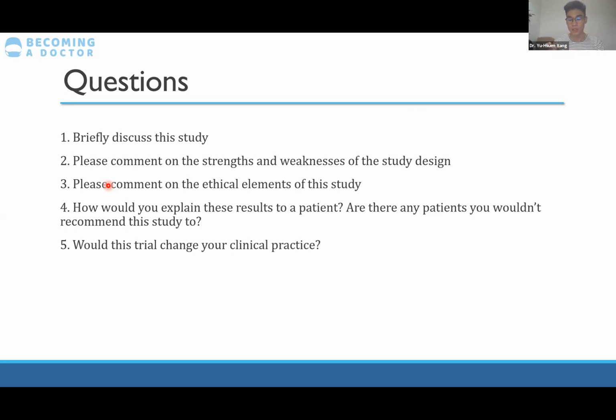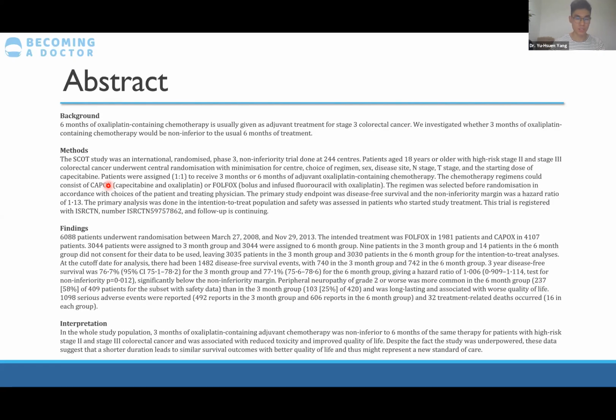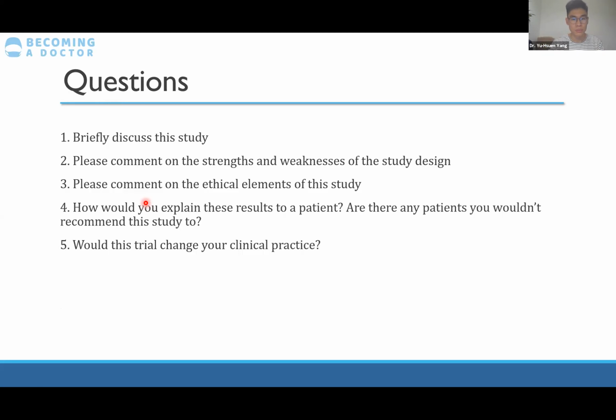And obviously, I think individuals with multiple comorbidities as well, in terms of long-term adjuvant chemotherapy, and if they were quite old, I would want to look at the exclusion criteria for the study as well.